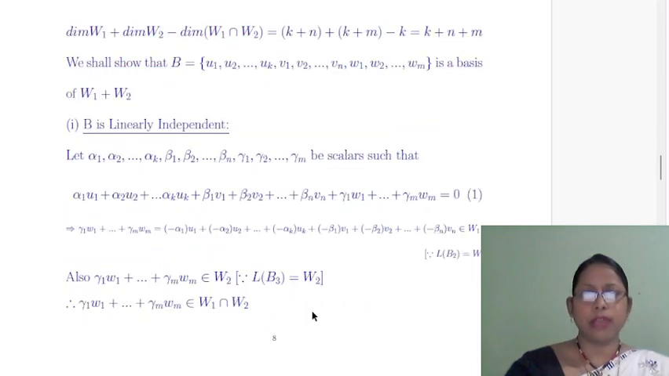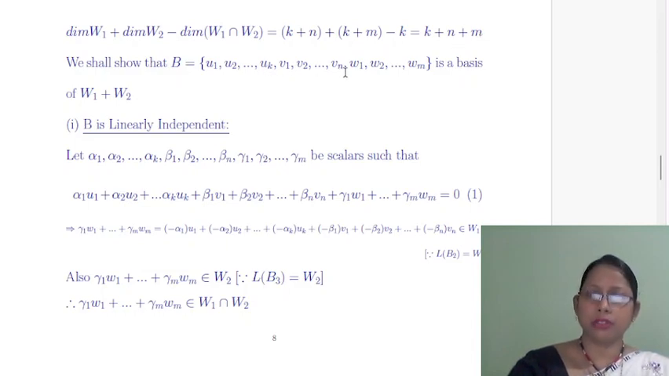Next we shall show that B, equal to the vectors u1, u2, dot dot dot uk, p1, p2, dot dot dot pn, w1, w2, dot dot dot wm, is the basis of W1 plus W2. That is K u's, N p's and M w's. These are the list of elements in the basis of W1 plus W2. We shall show that this set B is a basis for W1 plus W2.